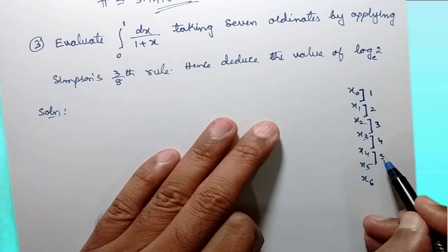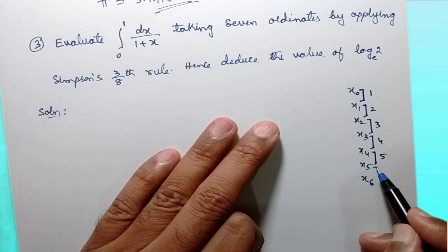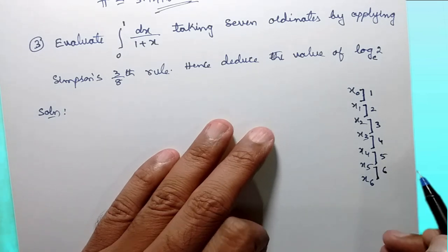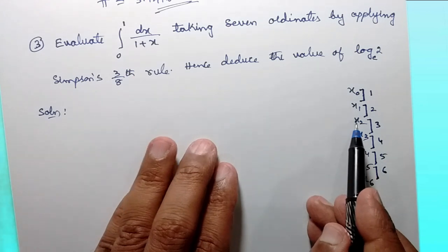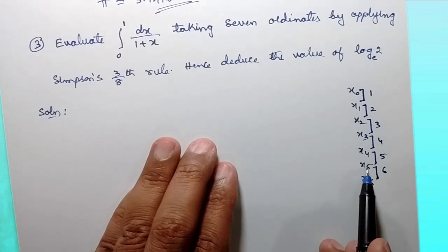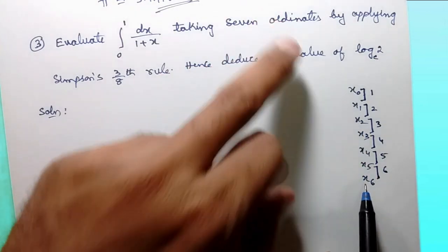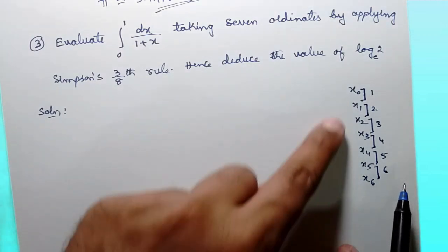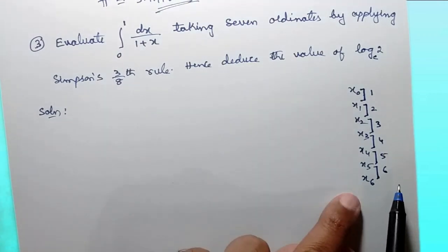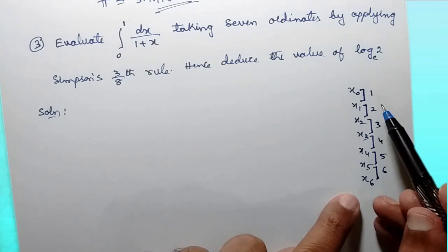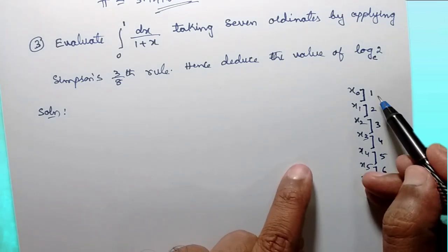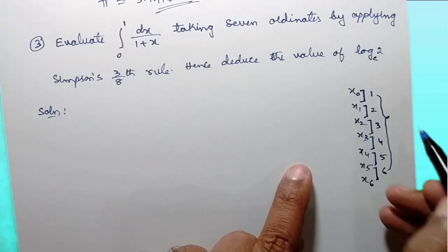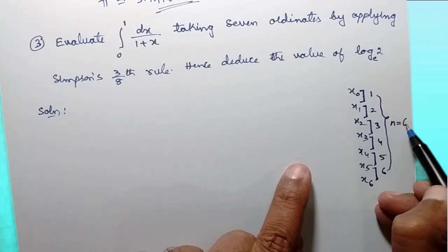x4 to x5 is 5. x5 to x6 is 6. So total how many values are there? 1, 2, 3, 4, 5, 6, 7. That means 7 ordinates. Ordinates over here are nothing but the values of x. So 7 values of x are there. But how many equal parts are there? 6 equal parts are there. So here these 6 equal parts will represent your value of n.